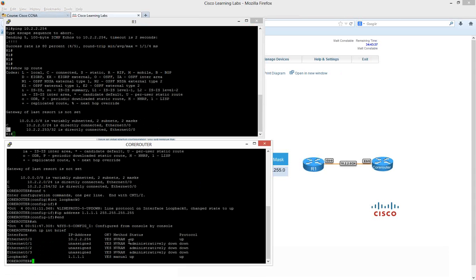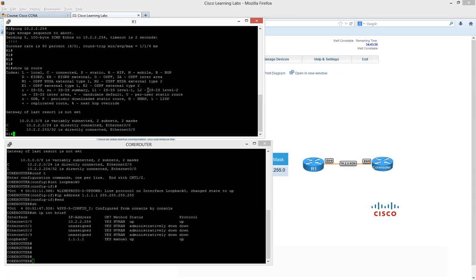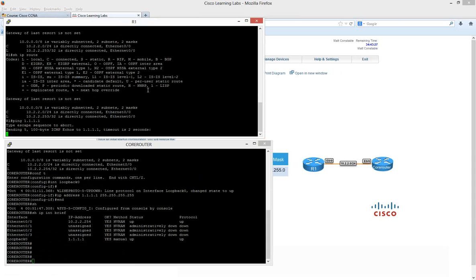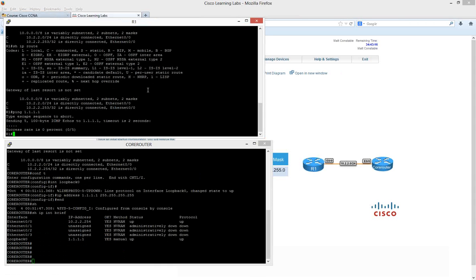Now, we see we've got 1.1.1.1. Now if I go back to router 1 and do show ip route, it's not there. If I try to ping 1.1.1.1, nothing is going to happen. Why? Because there is no route, and there is no gateway of last resort. So it doesn't know where to send it. It's got no idea.